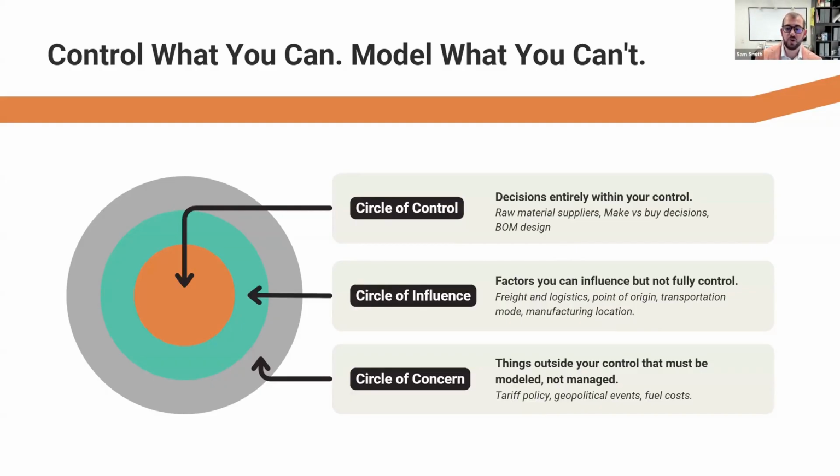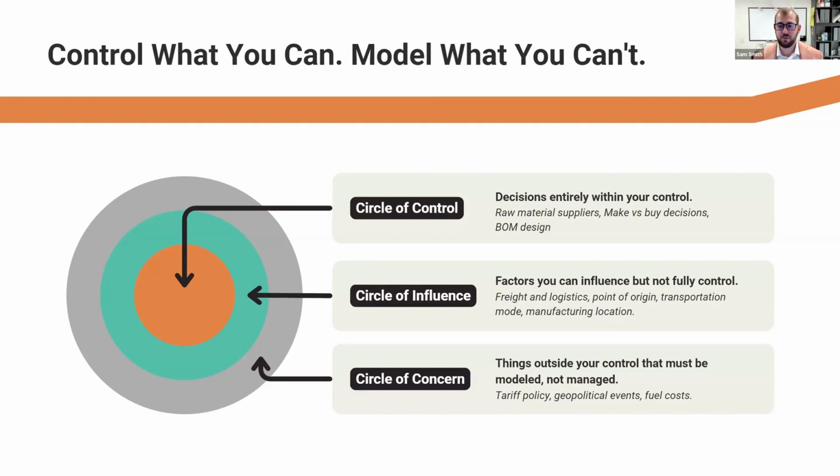Now, the outermost circle is what we can't control at all and can only model. Trade policy, geopolitical events, fuel cost, these aren't levers, they're variables. And the right response to variables isn't to try to manage them, it's to make sure our models can reflect them accurately when they change.